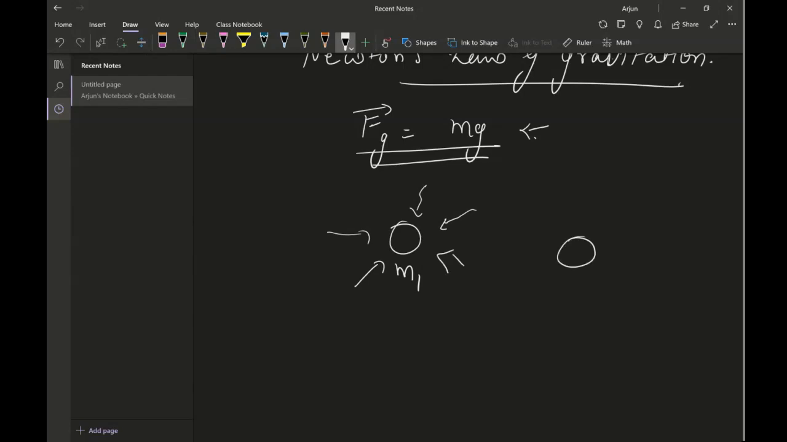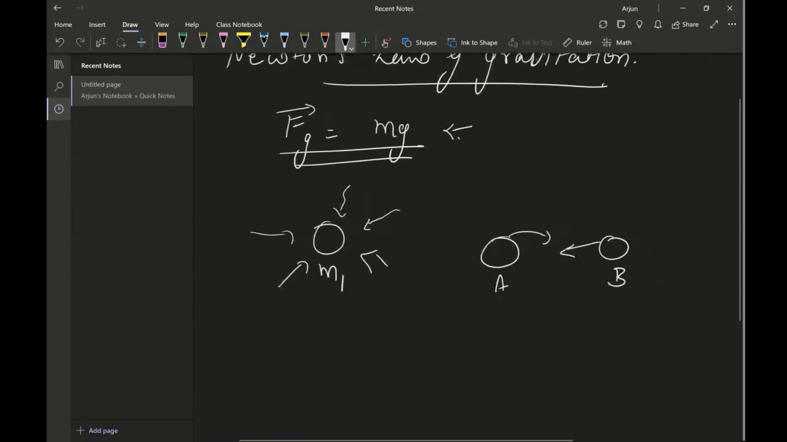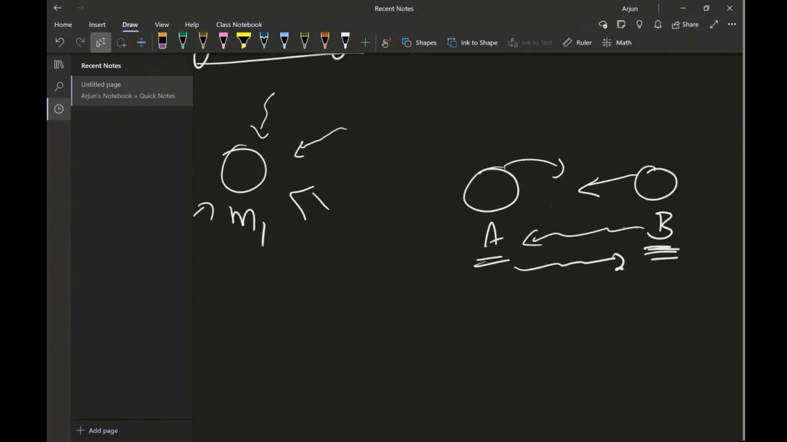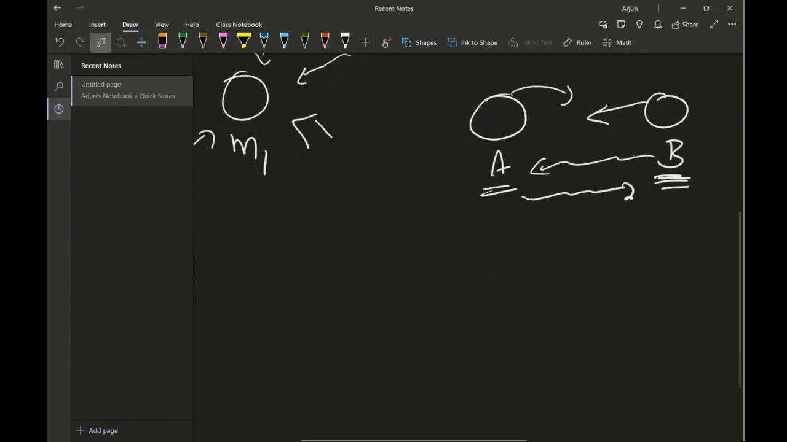So if there are two bodies, body A and body B, these two bodies are trying to pull each other towards themselves. So body A is trying to pull body B towards itself, and body B is trying to pull body A towards itself. That was said by Newton. And Newton also proposed the formula for that.